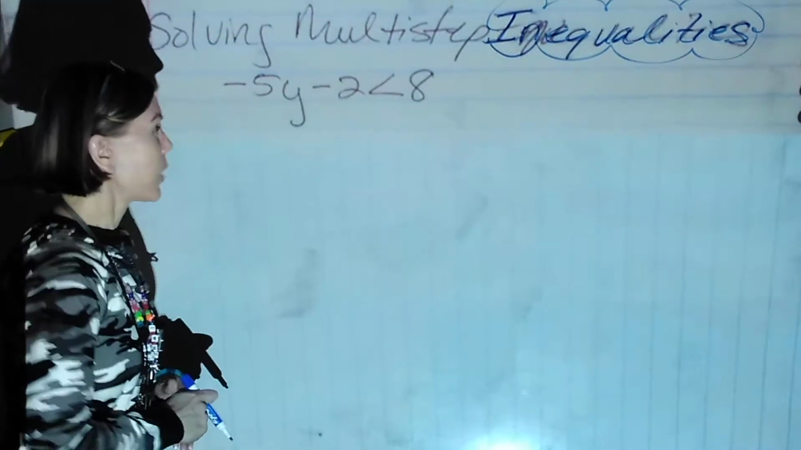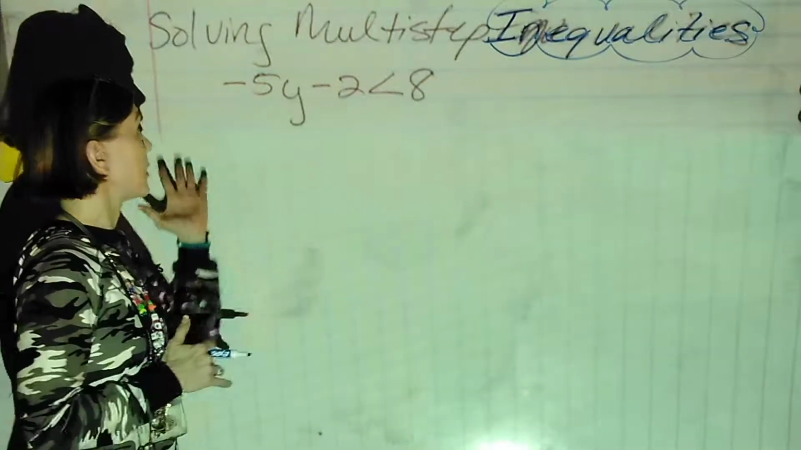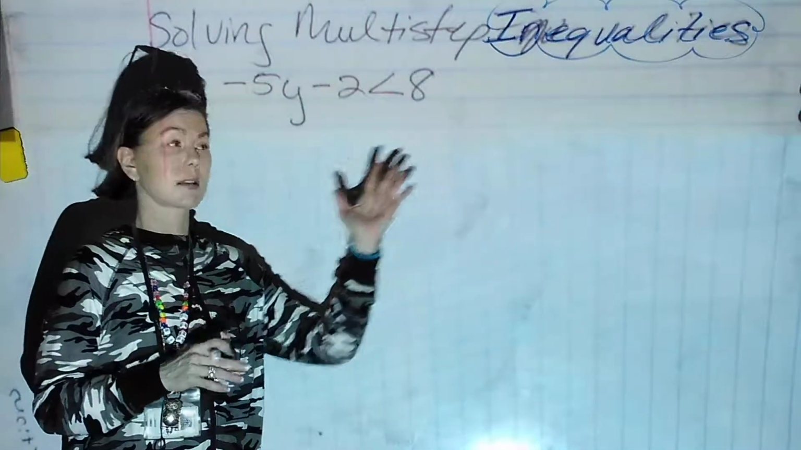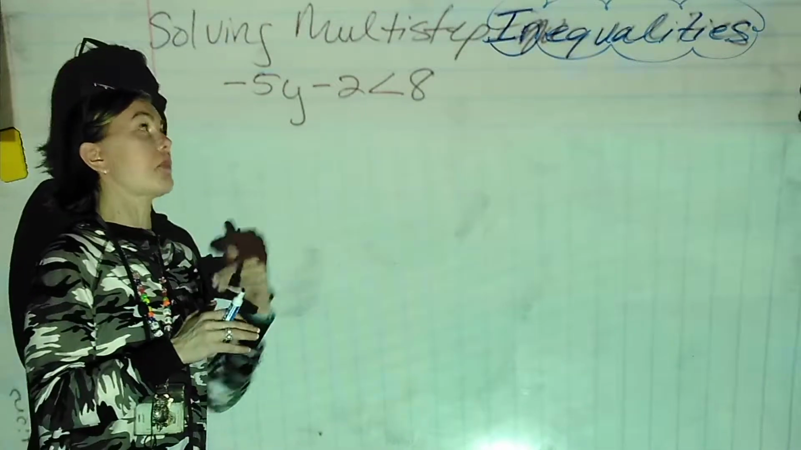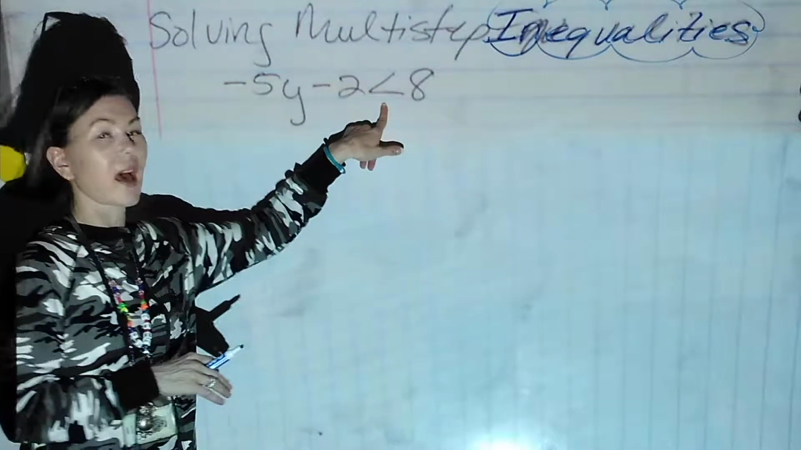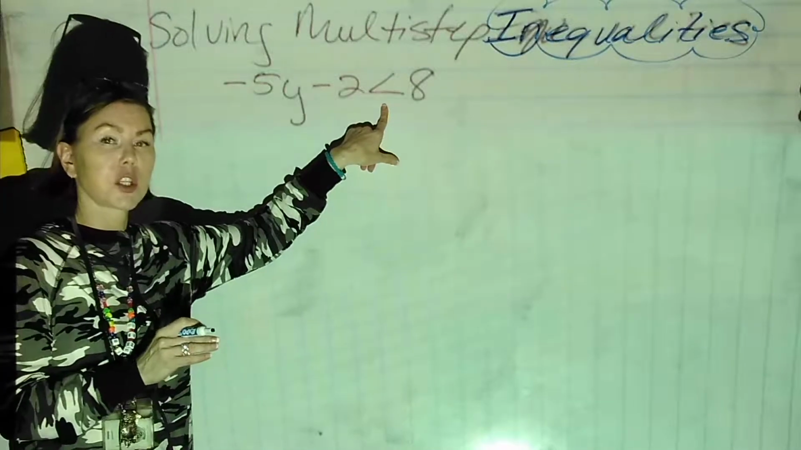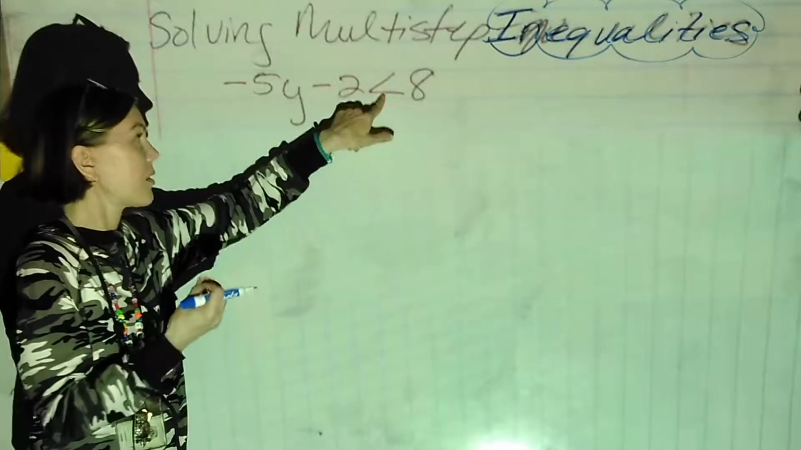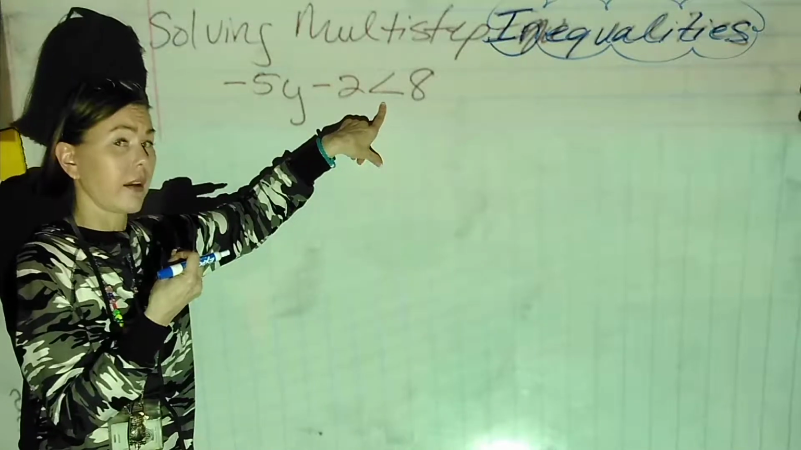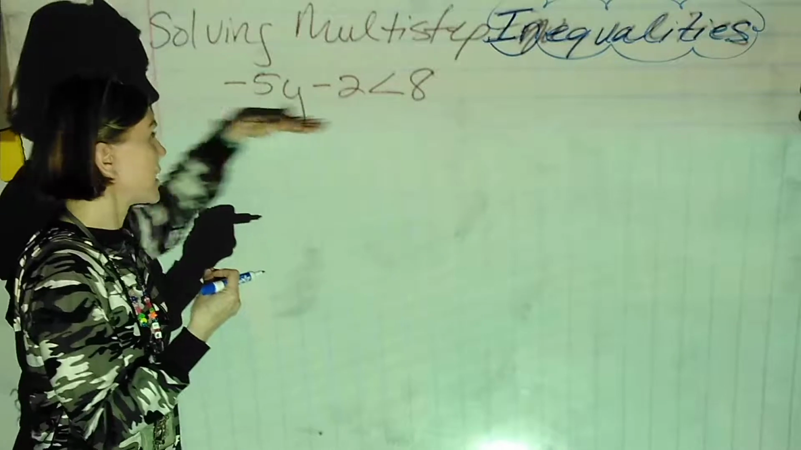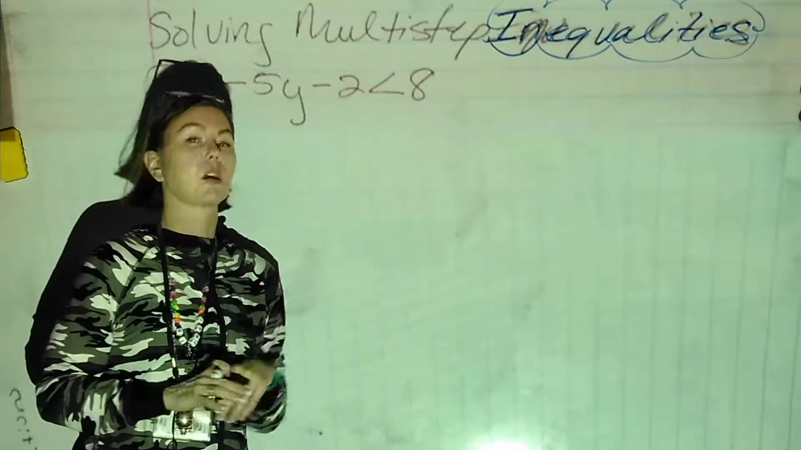Welcome back. We are talking about inequalities, and today we are solving multi-step inequalities. Very similar to solving multi-step equations, only we have an inequality symbol here, okay? But what I want you to do is pretend this inequality symbol is an equal sign, and solve this exactly like you would a regular multi-step equation.